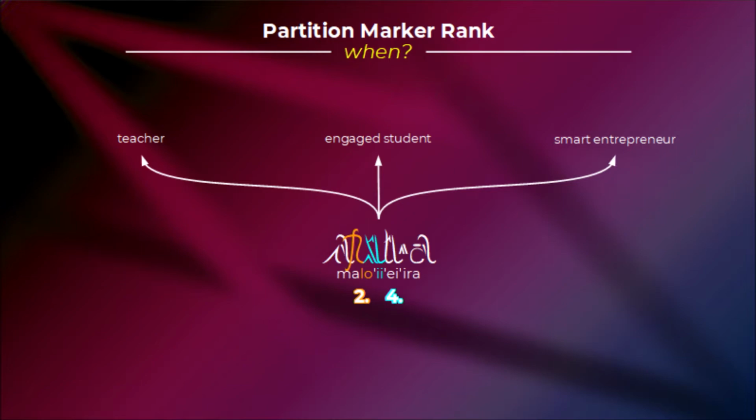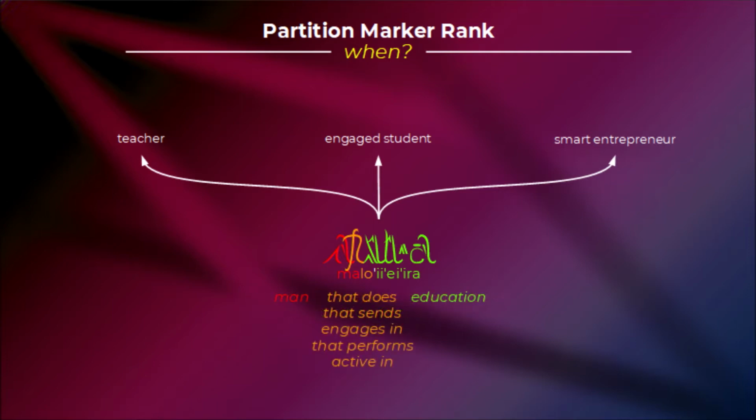Because of this, lo will become the true partition marker. Yi decays into a part of the second partition. The particle with the highest rank will assume the grammatical function of partition marker, while the one with the lowest rank will be used for its semantic value as part of the partition. Now that we know this, we also know how to interpret the example word, man that does education, man that sends, engages in, performs, or is active in education, and that is a teacher. So, ma lo ji e ira is a teacher and nothing else.